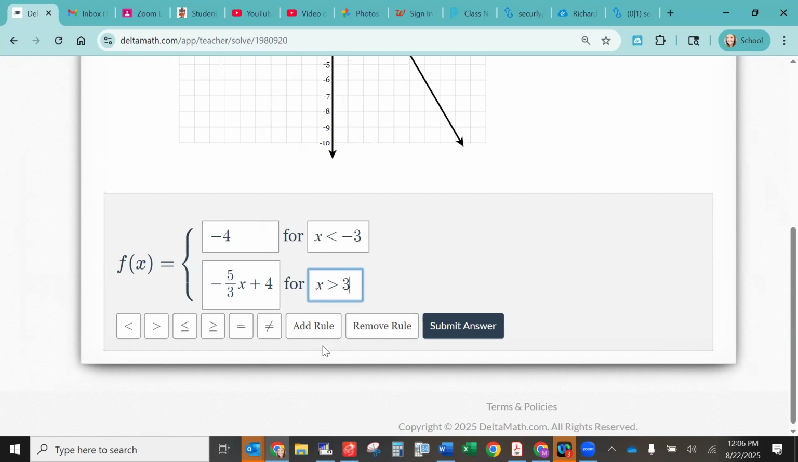Also, make sure your x here can't be on the bottom with the 3. So when you type it, make sure your x is next to the fraction, not in the bottom.